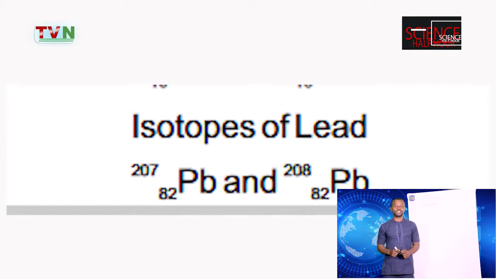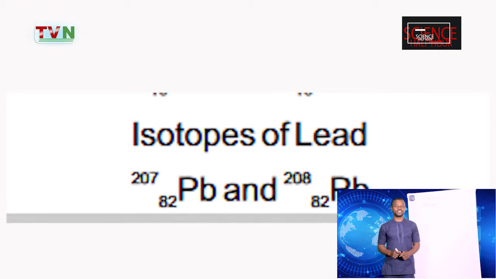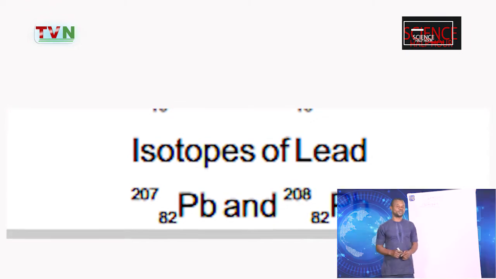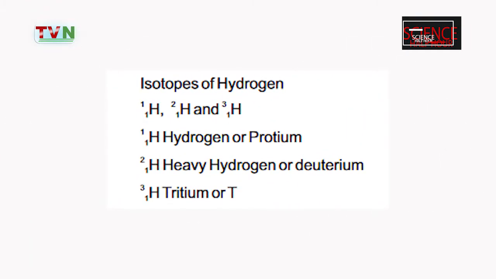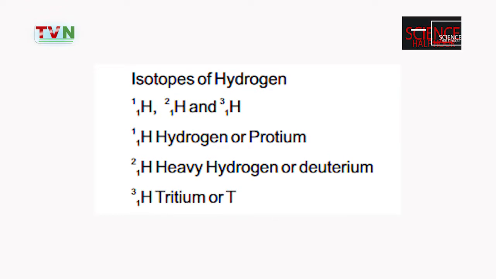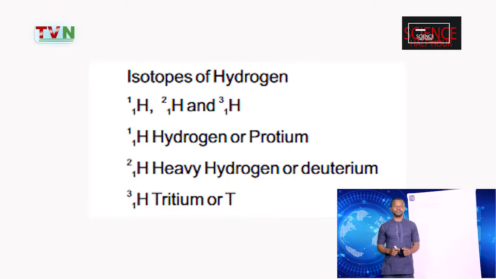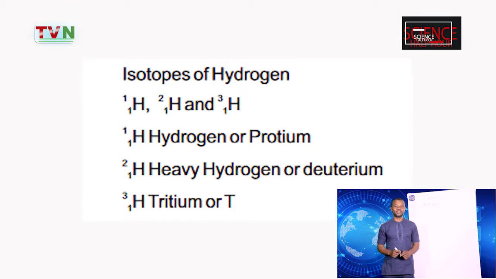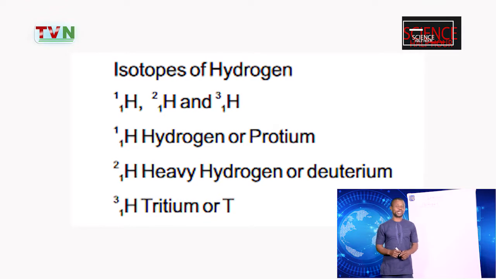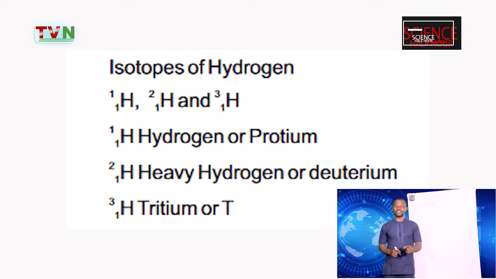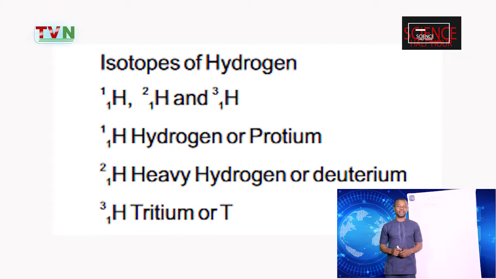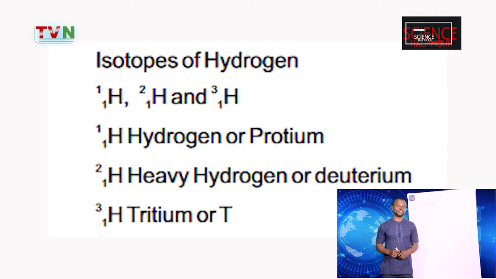Isotopes of lead. Lead has two isotopes, lead 207, 82 and lead 208, 82. Isotopes of hydrogen. Hydrogen has three isotopes. These are hydrogen 1, 1, hydrogen 2, 1, and hydrogen 3, 1. Hydrogen 1, 1 is called hydrogen or protium. Hydrogen 2, 1 is called heavy hydrogen or deuterium. Hydrogen 3, 1 is called tritium or T.